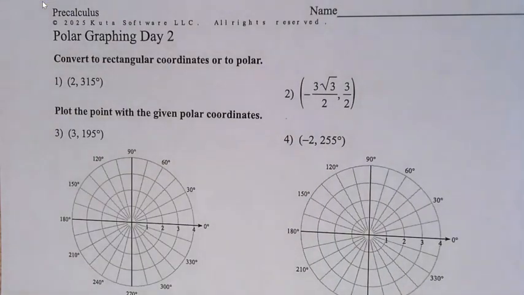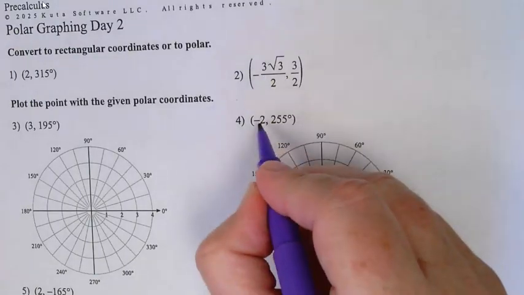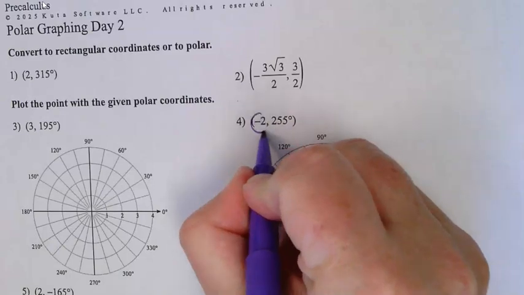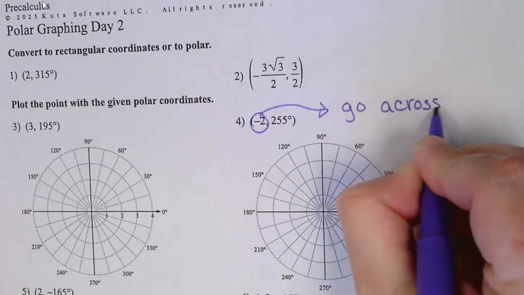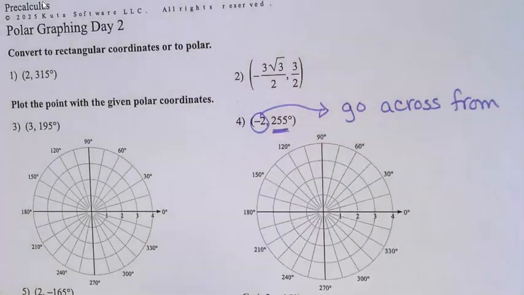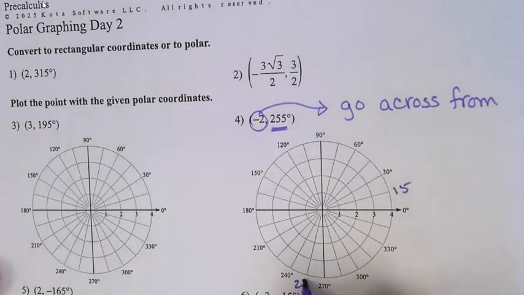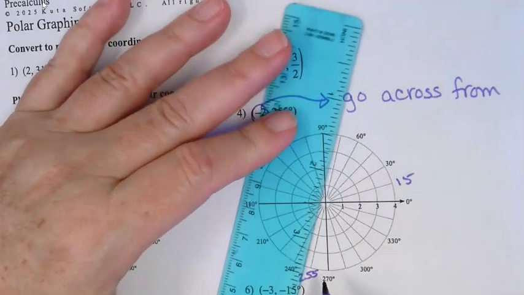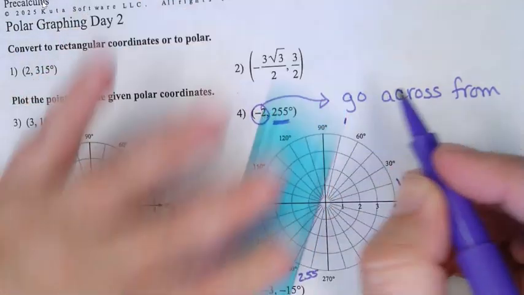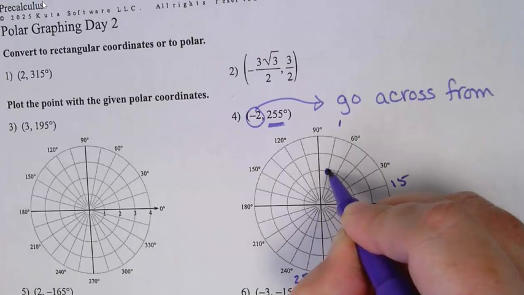Now, here, this one's straight up, so I'm not going to look at this one for you. So remember, this tells me I need to go across from this angle. Okay, and these are counted by 15, so here's 255. I need that ruler because I'm really bad at going to the opposite direction. So here's my angle, opposite, and I need to go 2. So 1, 2. Okay.